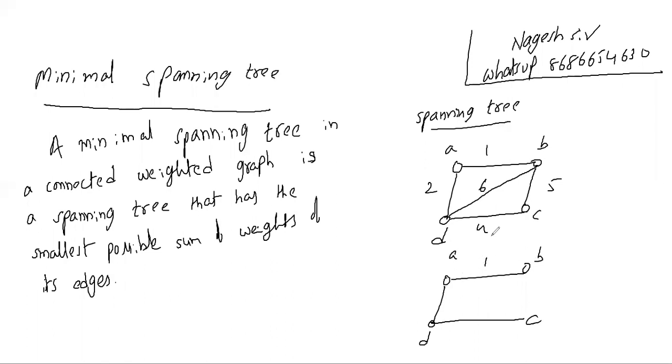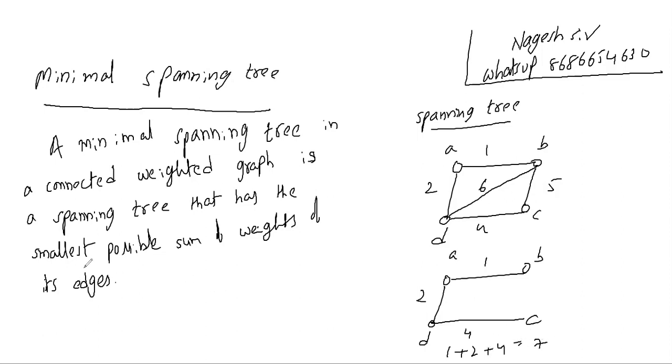For the edges we assign some values that are called weights: 2, 4, 1, 2, 4. So now it is a spanning tree. What is the sum of all edge values? 1 plus 2 plus 4. How much is its value? 7.